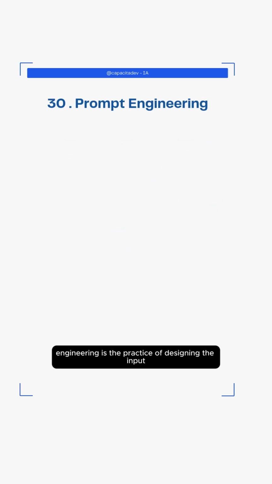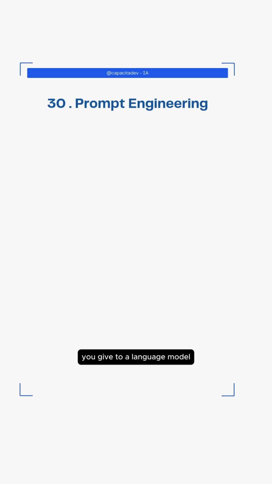Prompt engineering is the practice of designing the input you give to a language model so you get reliable, accurate, and consistent output. Think of it like giving precise instructions to someone who will follow them very literally. The clearer you are, the better the result.